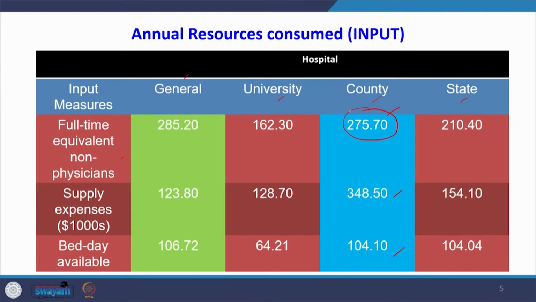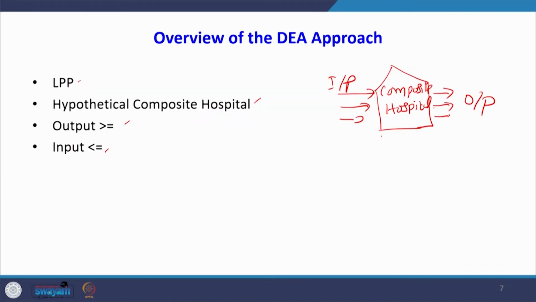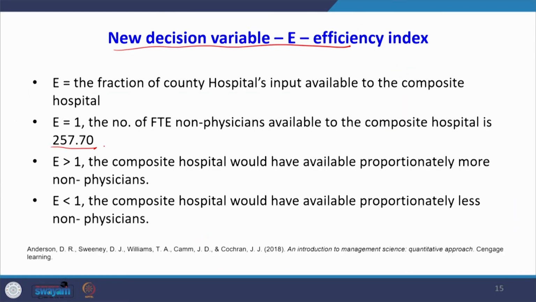That means that the composite hospital is going to consume lesser resources than the resources of the county hospital. That is why it is written 257.70. We will go back again. Yes, both are consuming an equal amount of resources when E equal to 1. When E is greater than 1, the composite hospital would have available proportionately more non-physicians. That means that the composite hospital is consuming more resources than the county hospital when E is greater than 1.